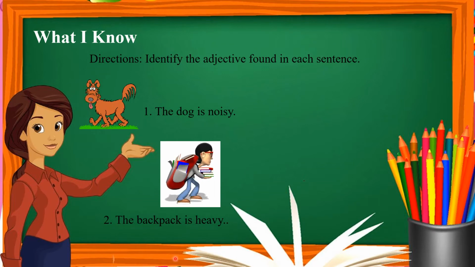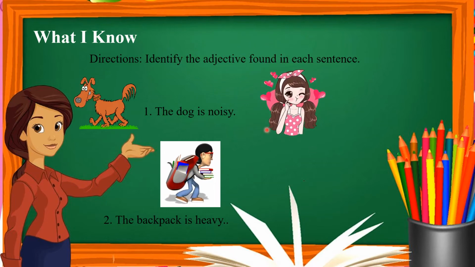Okay, next one. Look at the girl. What can you say about the girl? Pretty? The girl is pretty? Okay, let's try. Okay, the girl is pretty. Okay, what is the adjective in the sentence? Yes, pretty. What is the word being modified by the word pretty? Yes, the girl. Very good.